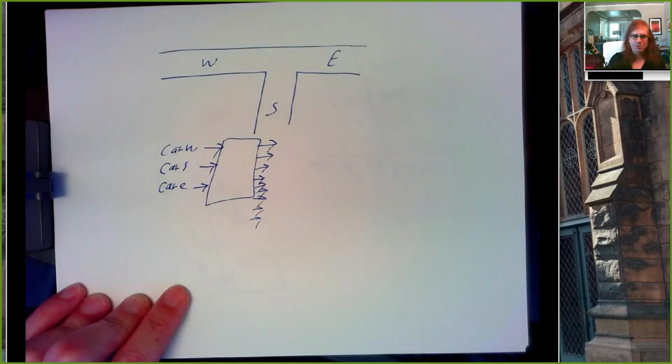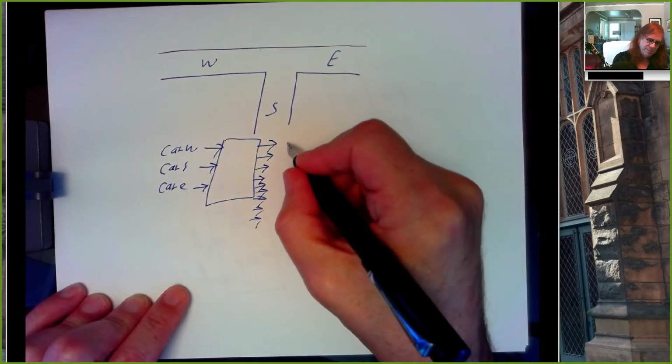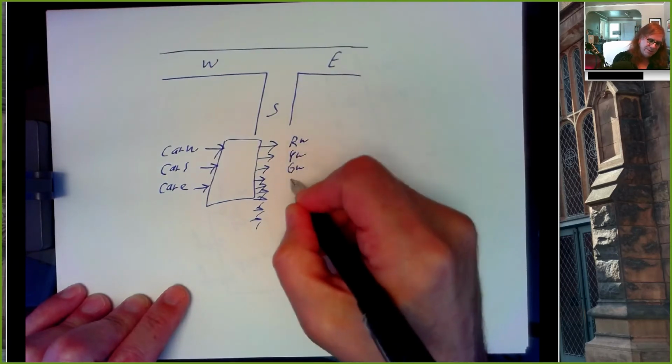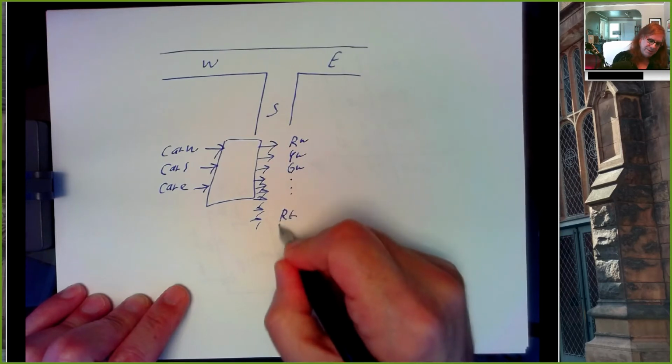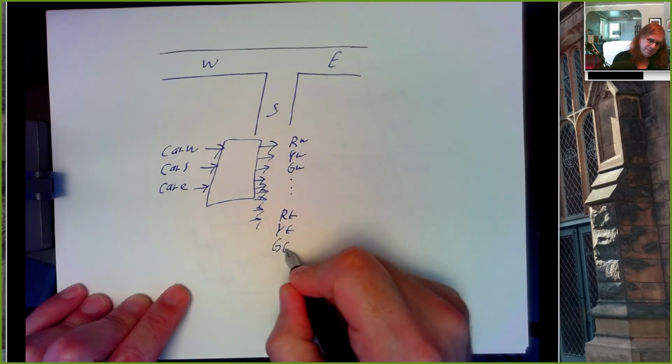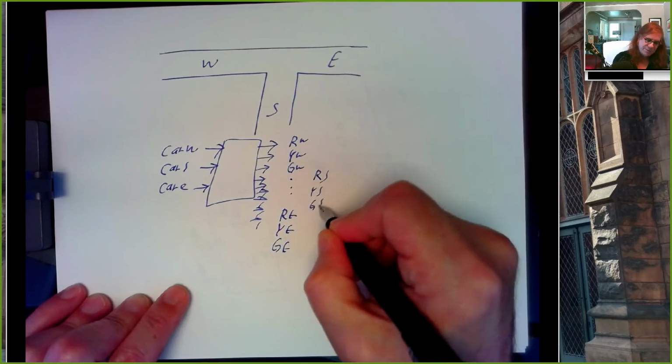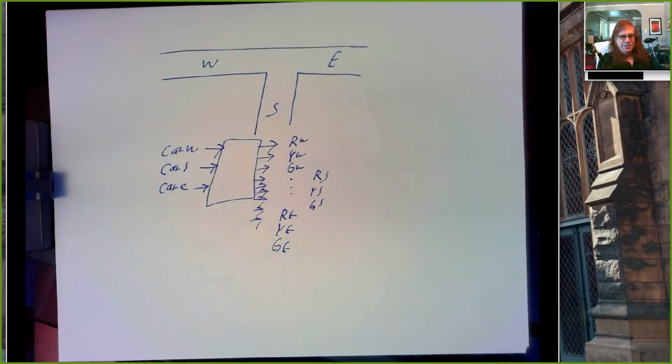And we have 9 outputs. So we have red west, yellow west, green west, red east, yellow east, green east. I'll put in the south too. Red south, yellow south, green south. All right, so you've done this a bunch of times before, right? So how do we do this in Verilog?